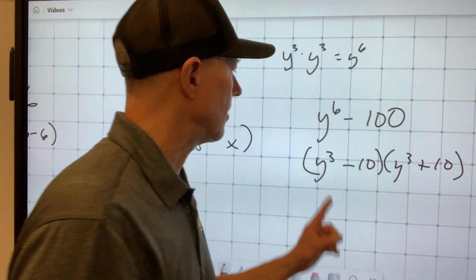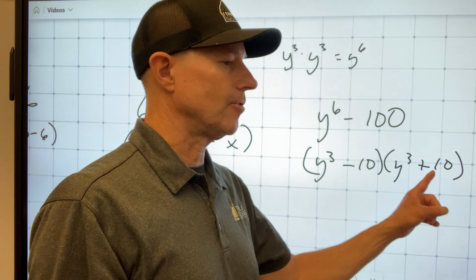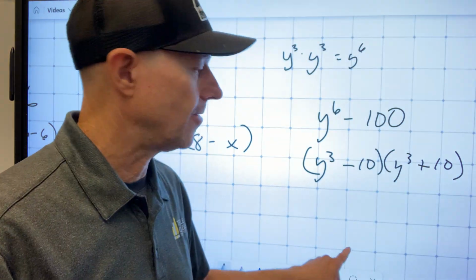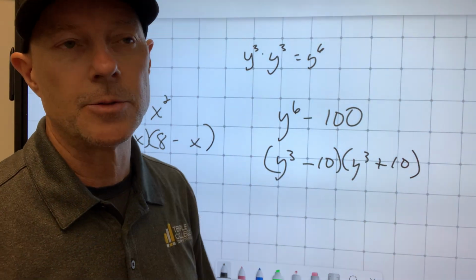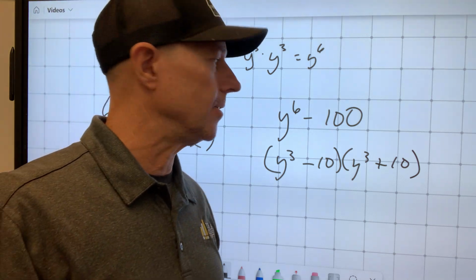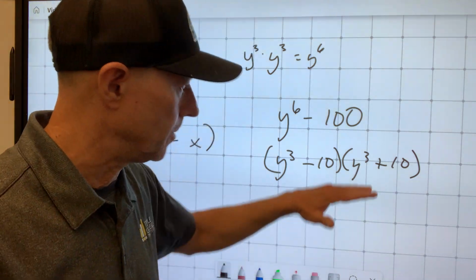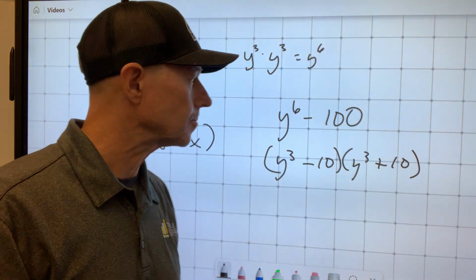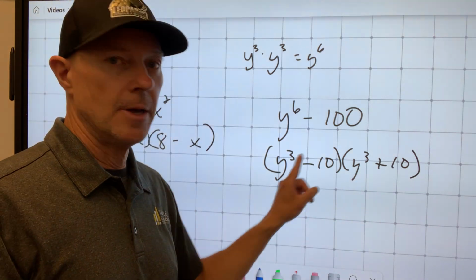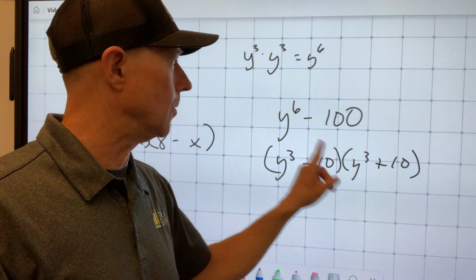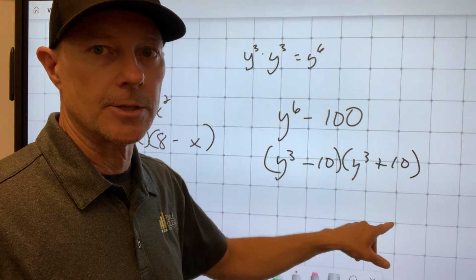And now I have something called a difference of cubes and a sum of cubes. And there are actually rules for factoring differences and sums of cubes. But we're not going to learn that until later, so we'll stop this problem here. But this could factor further. But I just want to hammer home that first step where we factor it as a difference of squares.